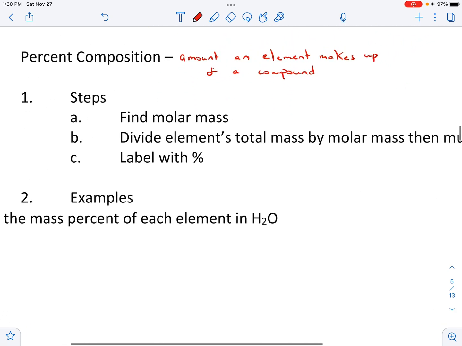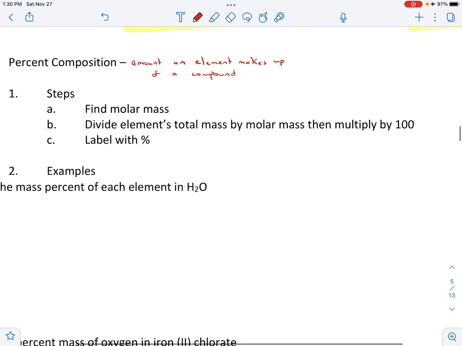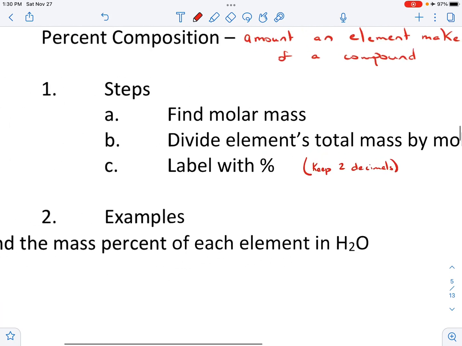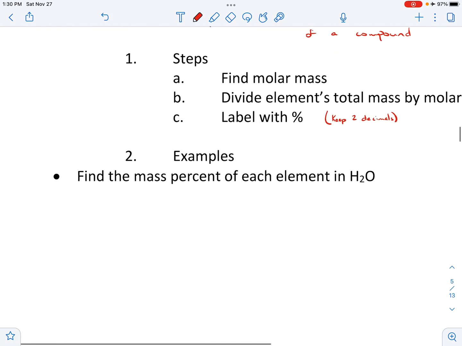So our steps are going to be exactly kind of similar to what we did yesterday. The first thing we have to do is find molar mass. Then we divide that element's total mass by the molar mass and multiply by 100. Label it with a percent. And again, like we did yesterday, we're going to keep 2 decimals in our answers to keep it simple here.